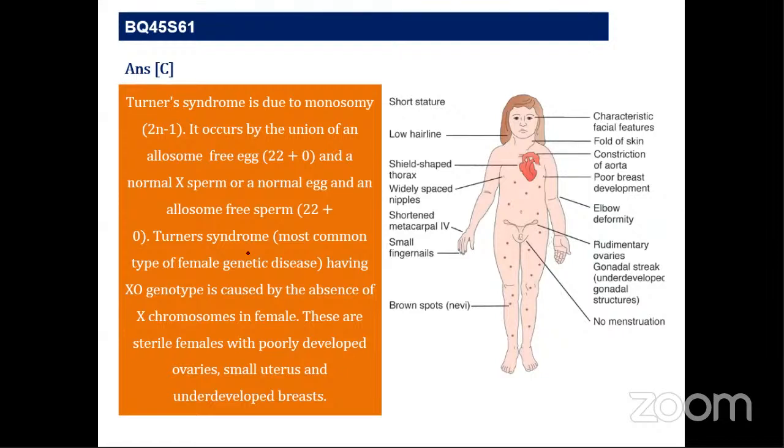Again, Turner syndrome we are going to find in females, because here there is absence of X chromosome. One X chromosome is absent. So again, we are going to find poorly developed ovaries. The uterus is going to be small, with underdeveloped breasts. All these conditions we are going to find in case of Turner syndrome.